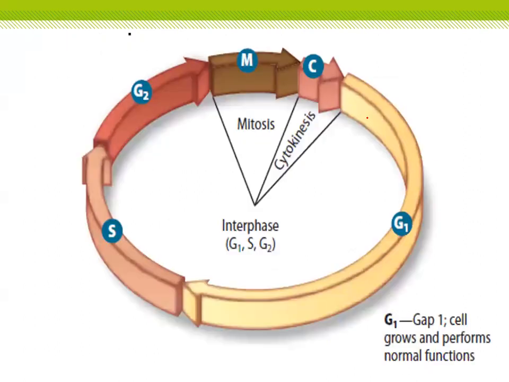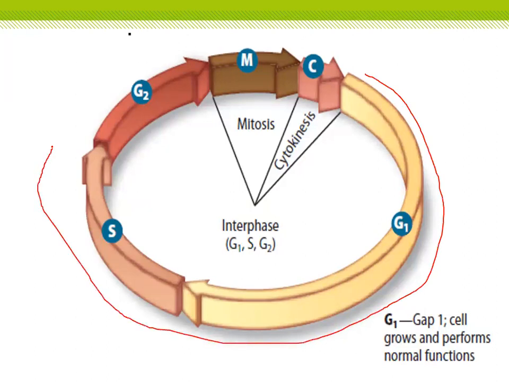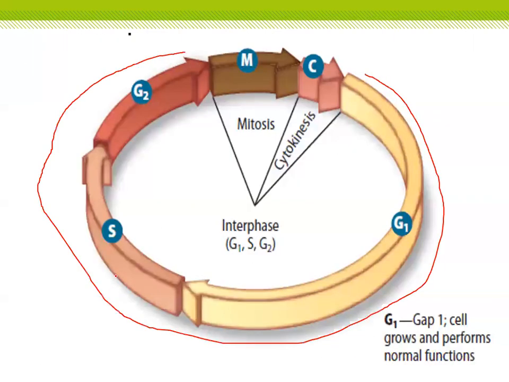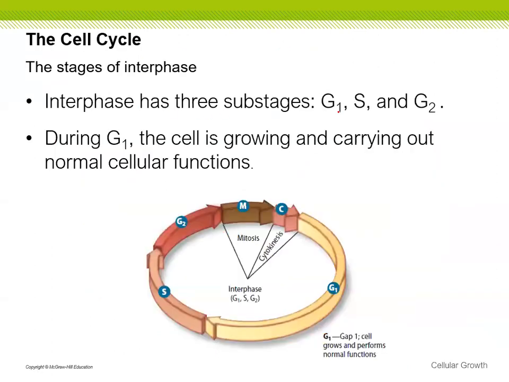So with the cell cycle here, all of this stuff here is interphase. So that's all interphase. If you remember, interphase, mitosis, cytokinesis, that's what the cell cycle is. There's three primary things, but the interphase is so big, it gets split up a little bit. So interphase has G1, S, and G2.